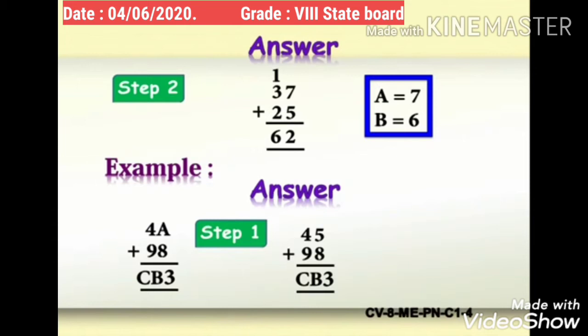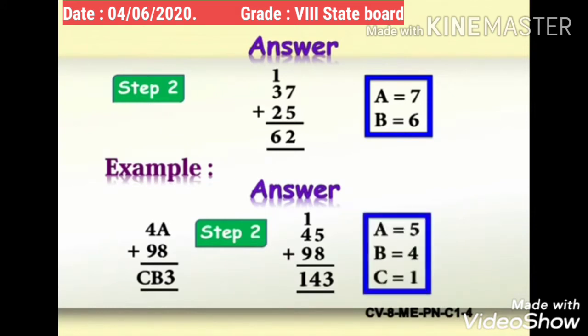for the next step. Step 2. After replacing A by 5 and by adding 45 to 98, we get 143. Hence, C is 1 and B is 4. Therefore, A is equal to 5, B is equal to 4, and C is equal to 1.